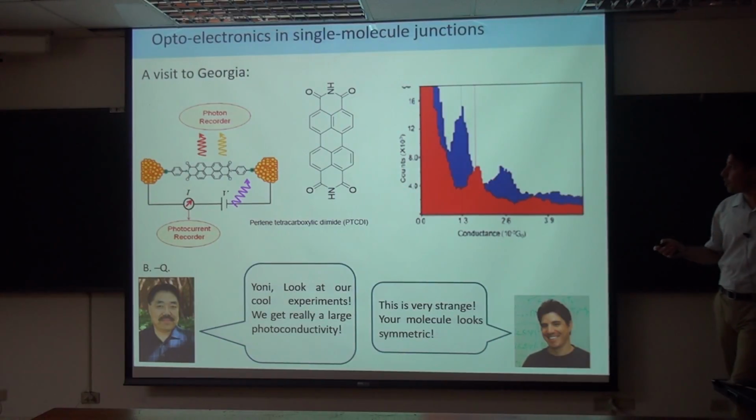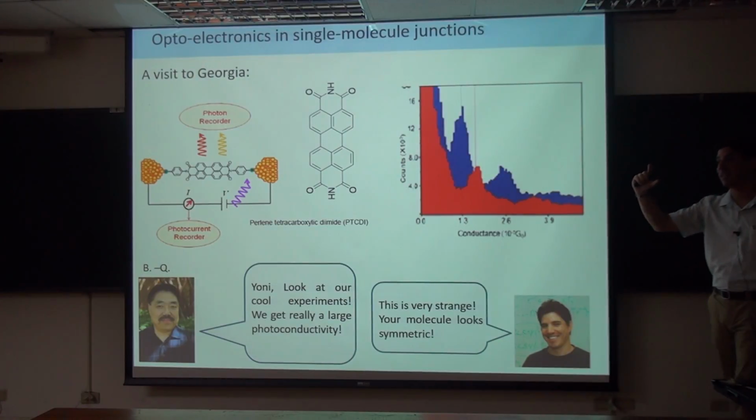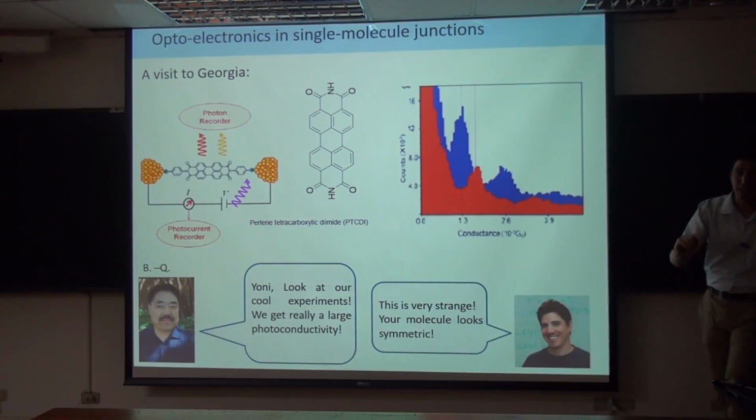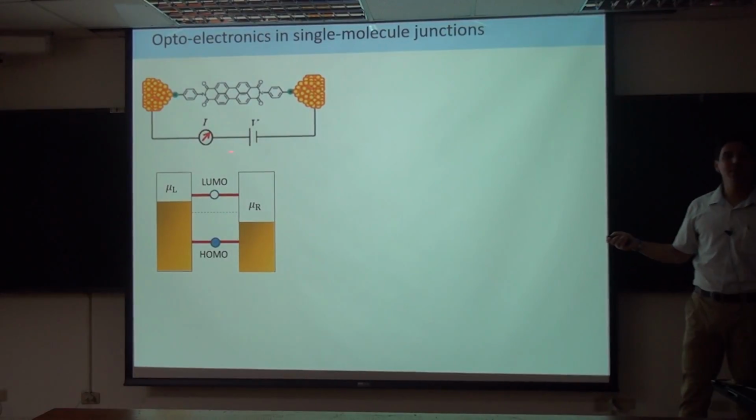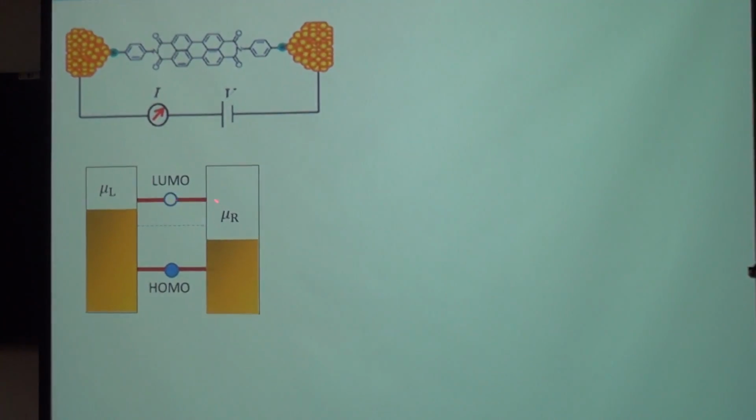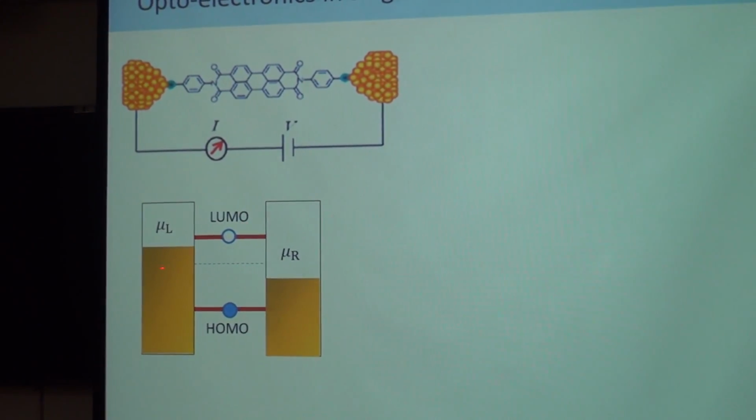And one thing I forgot to mention, the way he does that, he illuminates with light in resonance with the HOMO-LUMO gap. So in semiconductor language, this is illumination in the semiconducting gap. So you're really pumping electrons from the valence to the conduction band. You're really trying to do a photodiode in this sense. So this is what we have. Now we need to consider both the HOMO and the LUMO, the valence and conduction levels of the molecule.